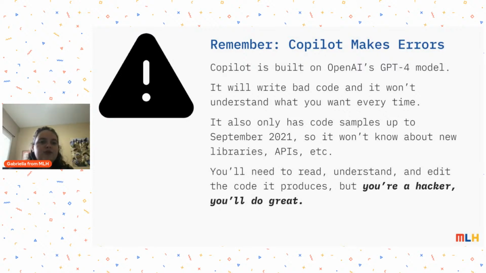So similarly to ChatGPT, sometimes it's going to write bad code or give you the wrong answers, and it won't always understand what you're wanting or what you're looking for. So keep that in mind when you're using GitHub Copilot as your assistant. And because it doesn't have the same information as you and I, because it only has code samples up to September 2021, we have access to code samples and updates to libraries, APIs, all the way up to modern day. We just have to spend a little bit more time looking for them as opposed to Copilot.